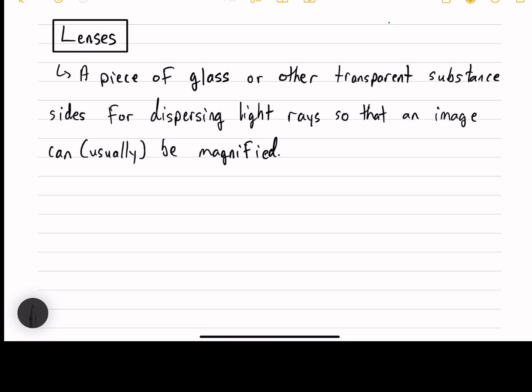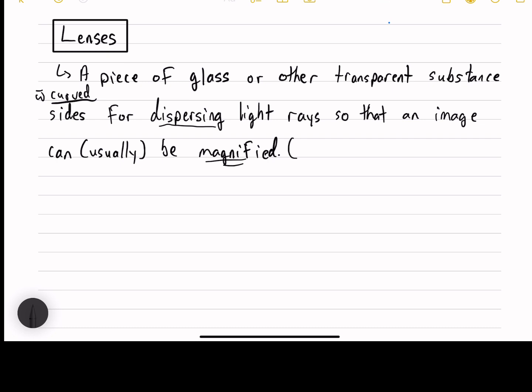So when we look at one curved mirror, what we're really doing is just looking at half of a lens. And a lens is a piece of glass or really any other transparent substance. Sometimes it's a pretty clear or sanded down piece of plastic that has curved sides, for dispersing light rays so that the image can, in most cases, be magnified.